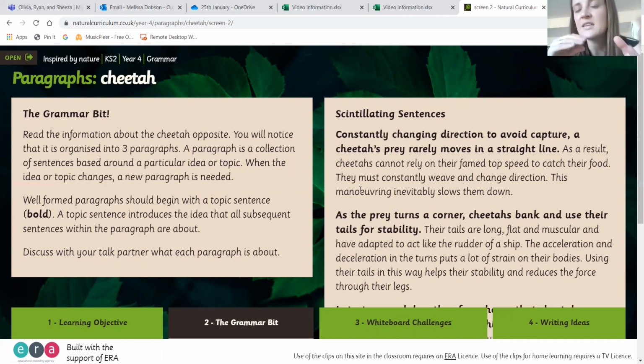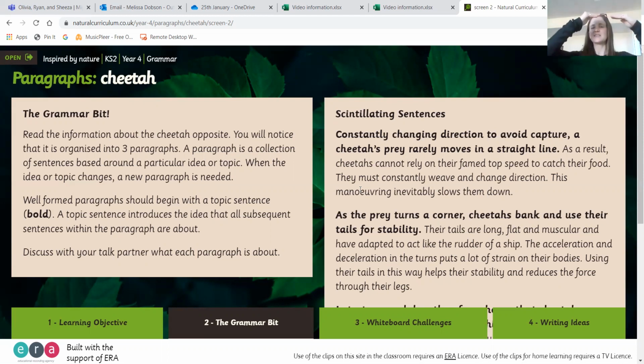The new things, the things that we want to write about her army, would then go in another paragraph with another subheading. So well-formed paragraphs should begin with a topic sentence, and we can see that in the ones on the other side in bold. And a topic sentence usually introduces the idea that all the subsequent sentences, the sentences that follow within that paragraph, are the ones that they then talk about.